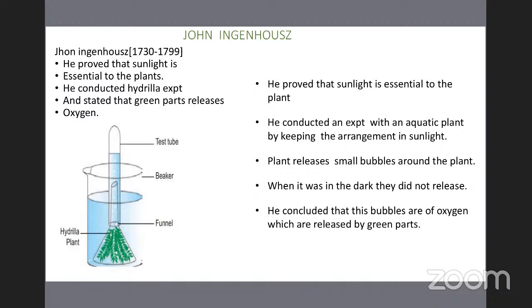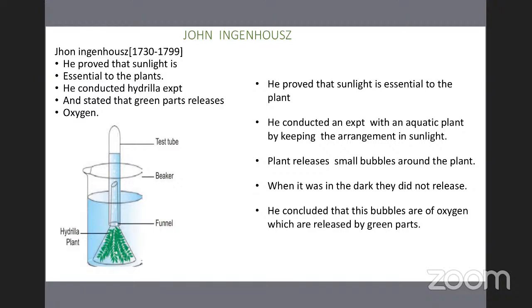For that he took a glass jar or beaker, one test tube, one thistle funnel, and a few Hydrilla plant branches or twigs. Hydrilla is an aquatic plant, and its rate of photosynthesis is very rapid. That's why, to observe the result very soon, they selected Hydrilla for this experiment.